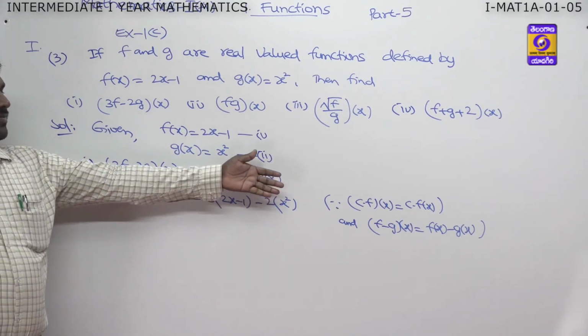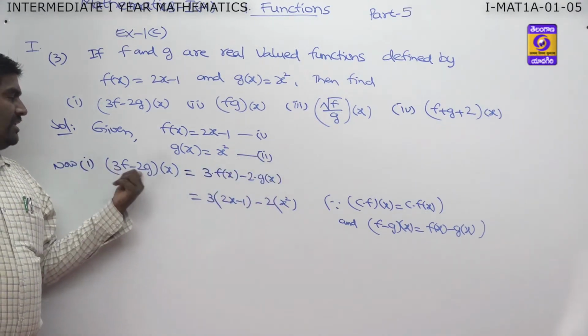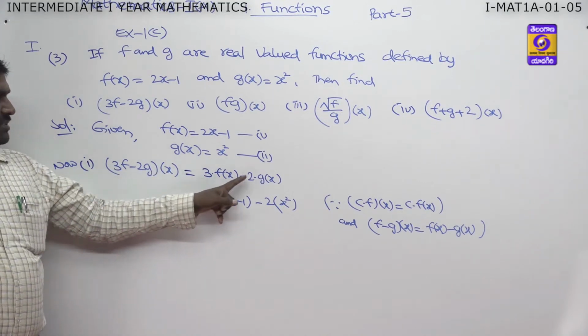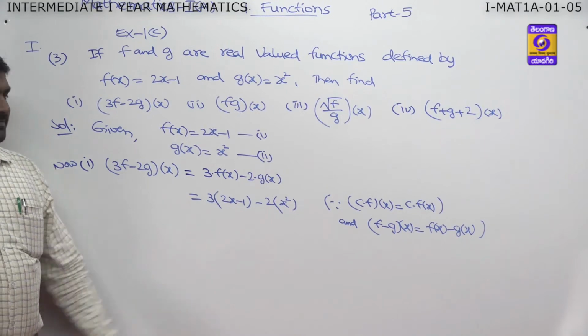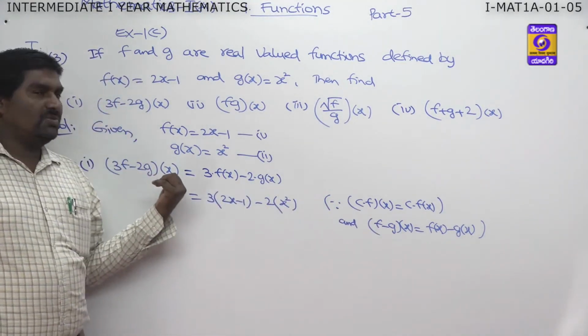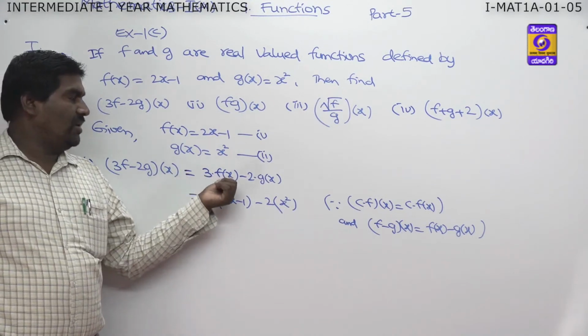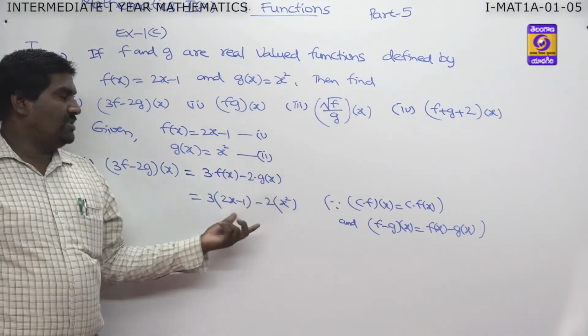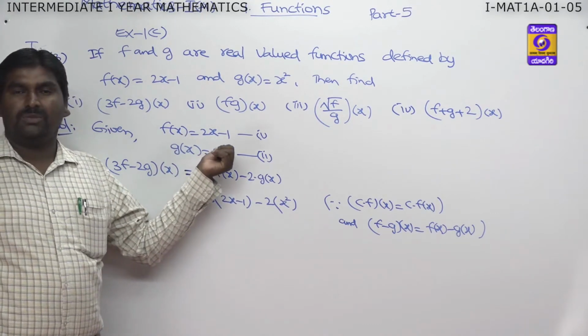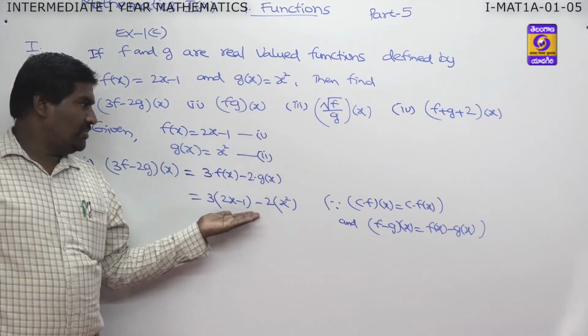So based on this formula, we can write 3f minus 2g of x as 3 into f of x minus 2 into g of x. f of x and g of x are given in the data, and we are substituting them here.